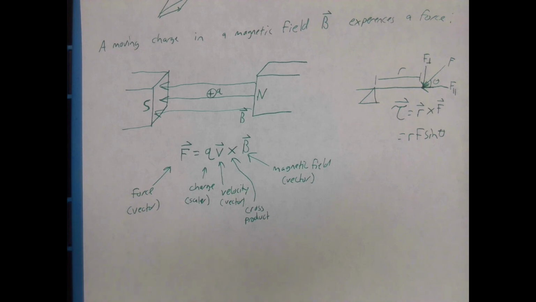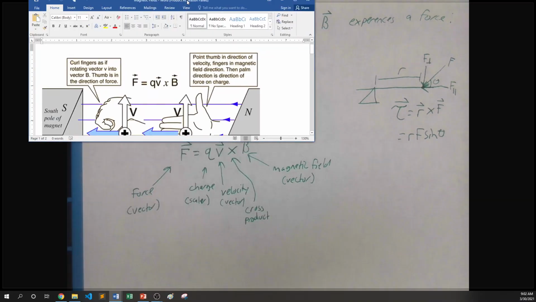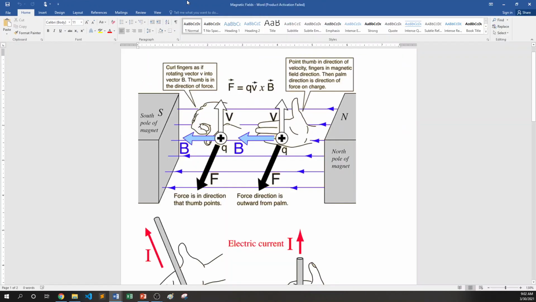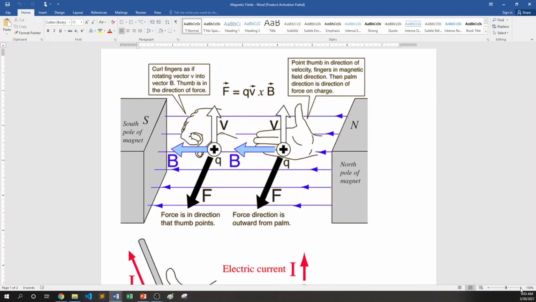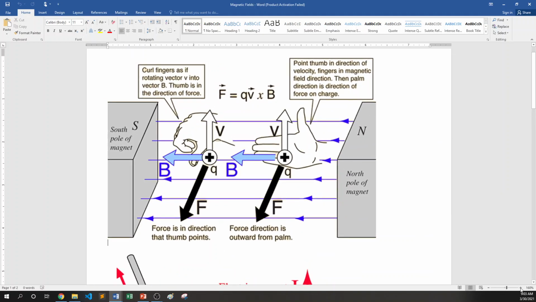And let's pull up this picture. Are you right-handed? This is known as the right-hand rule. Even if you're left-handed, you still need to use the right-hand rule. So, there's 2 ways of doing it. Curl your fingers.